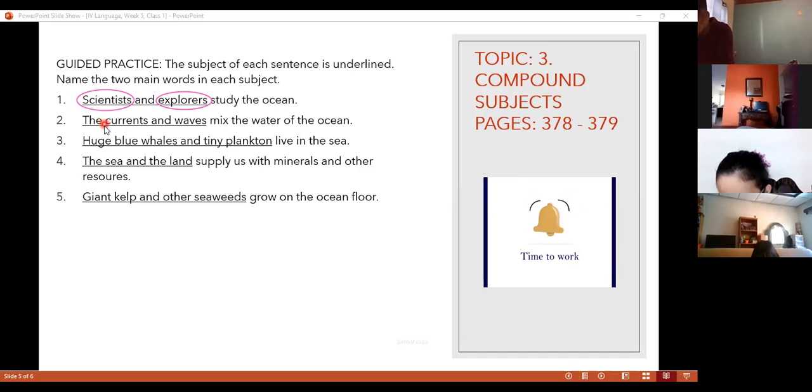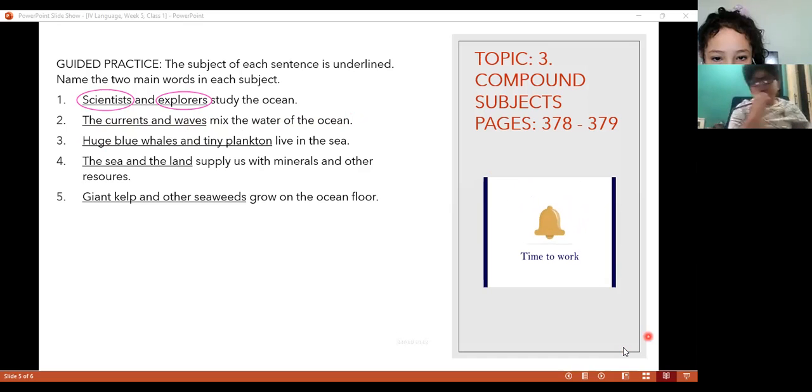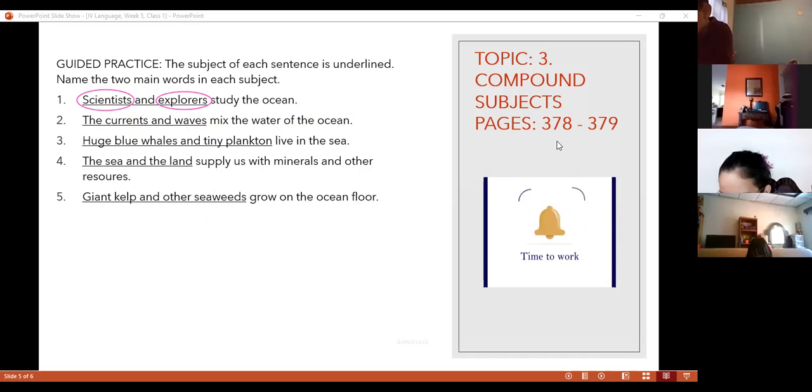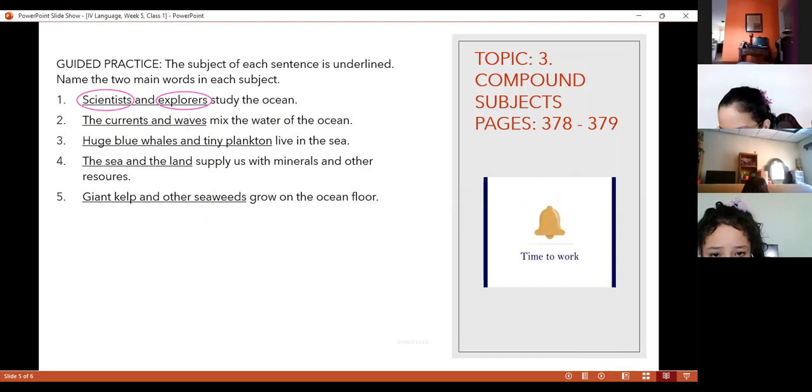The same is going to happen in number 2. You are going to circle the two important words in the subject. For example, the currents and waves mix the water of the ocean. So this is the subject, and you circle the two important words. Copy these 5 sentences, guys. This means that we have copied the 5 sentences and circled the two main words, the two simple subjects that are together using the word "and," a connector to create this compound subject. Now, I'm going to take the attendance while you work on that.